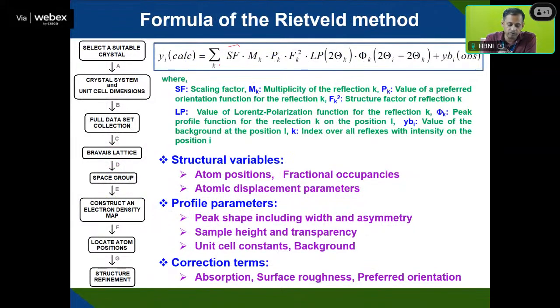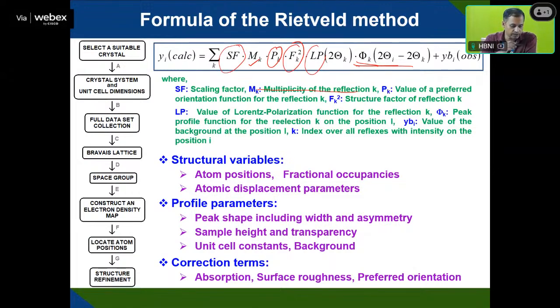You can see the scale factor is here, then the multiplicity factor, as I told, the MK is there, then there is the preferred orientation, like in a thin film where a particular direction is oriented, like the 100 peak is oriented in one direction or multiple directions, so you can see the PK value, the preferred orientation. Then the structure factor will come, then the Lorentz and polarization factors, and then peak profiling, the width that you are getting, the FWHM. Those profiles can be fitted, and then the observed value Y i and background, so you will be able to calculate the whole Rietveld analysis.